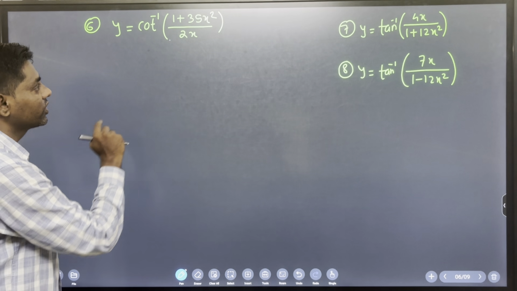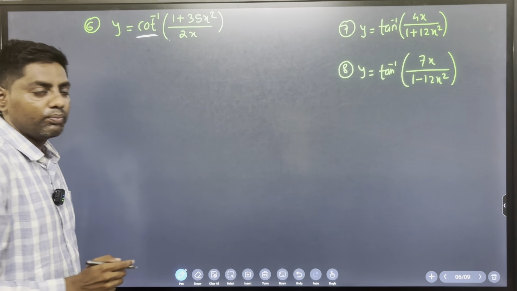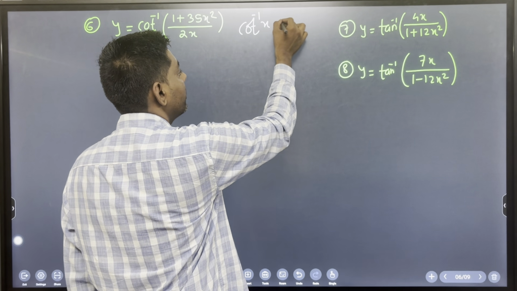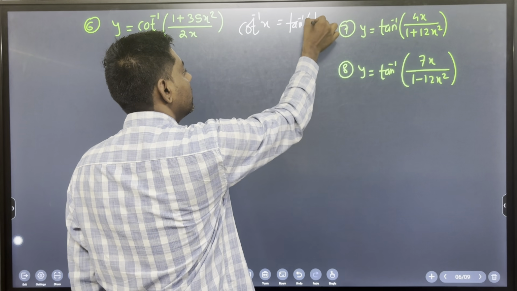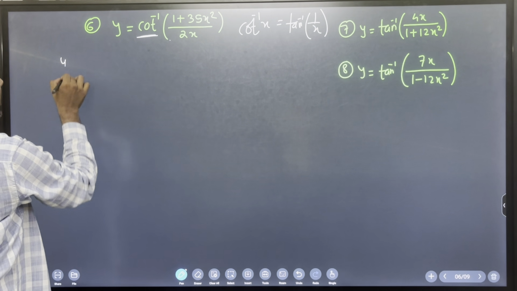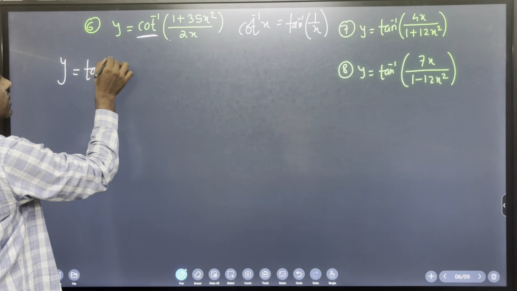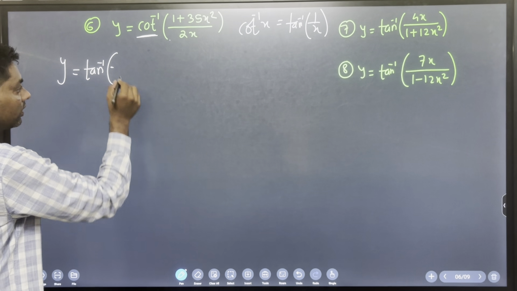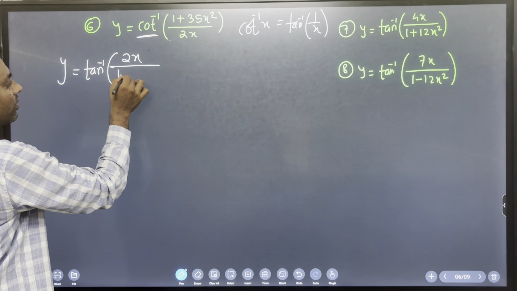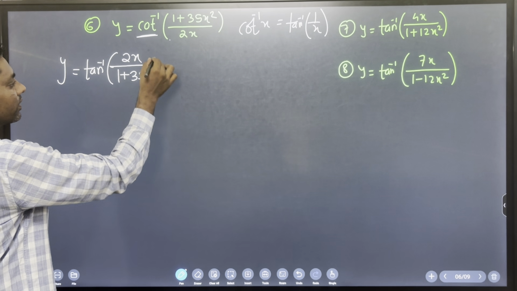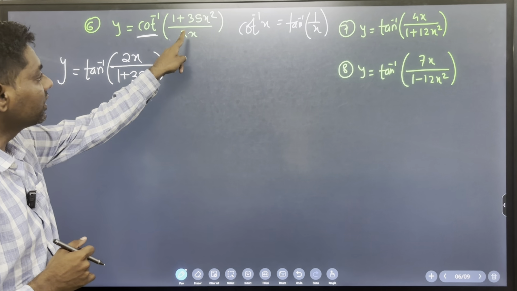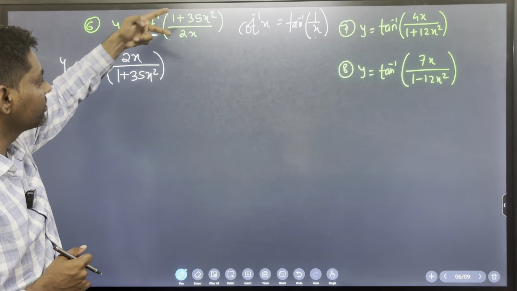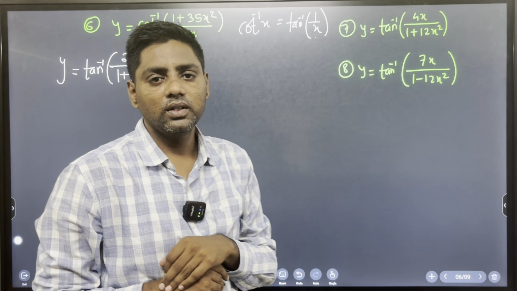So when we are solving this question, now here cot inverse is given, so by using the properties of inverse trigonometry, cot inverse x equal to tan inverse of 1 upon x. So by using this formula, we write here y equal to tan inverse of 2x divided by 1 plus 35x square. So this complete term is at the denominator, and when we take the reciprocal of this term, it changes. So 2x divided by 1 plus 35x square.